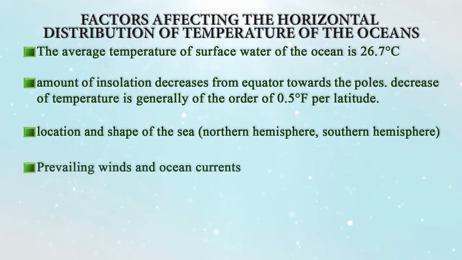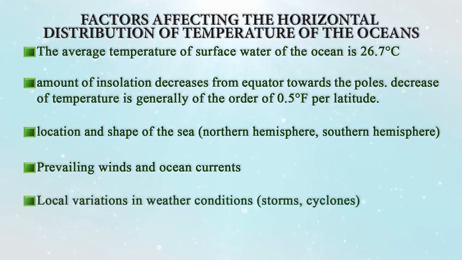Now prevailing winds and ocean currents also affect the horizontal distribution of the temperature of the oceans, like I explained previously. And local variations in weather conditions like storms and cyclones also affect the horizontal distribution of temperature of the oceans. Besides, submarine ridges prevent the mixing of water on both sides of the ridges, so they also affect the distribution of temperature of the oceans.